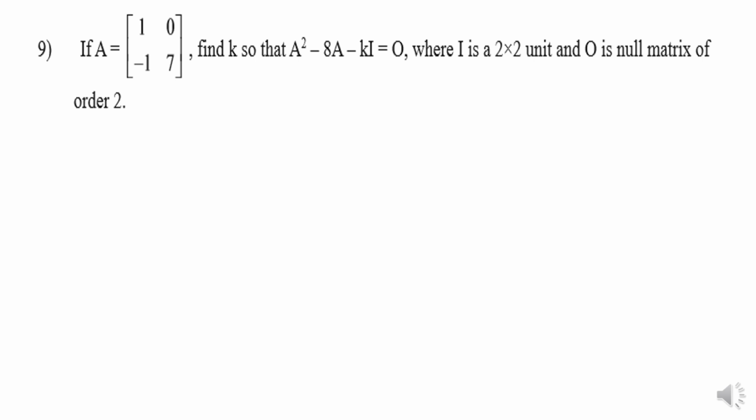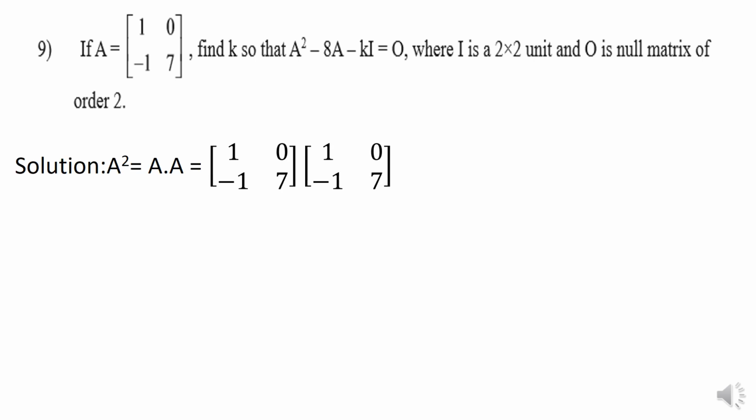In the ninth sum, A is a given matrix. You have to find K so that A square minus 8A minus KI is equal to O or 0, where I is a 2 by 2 unit matrix and O is a null matrix of order 2. Now what is a null matrix? Yes, a null matrix is a matrix in which all its elements are 0.